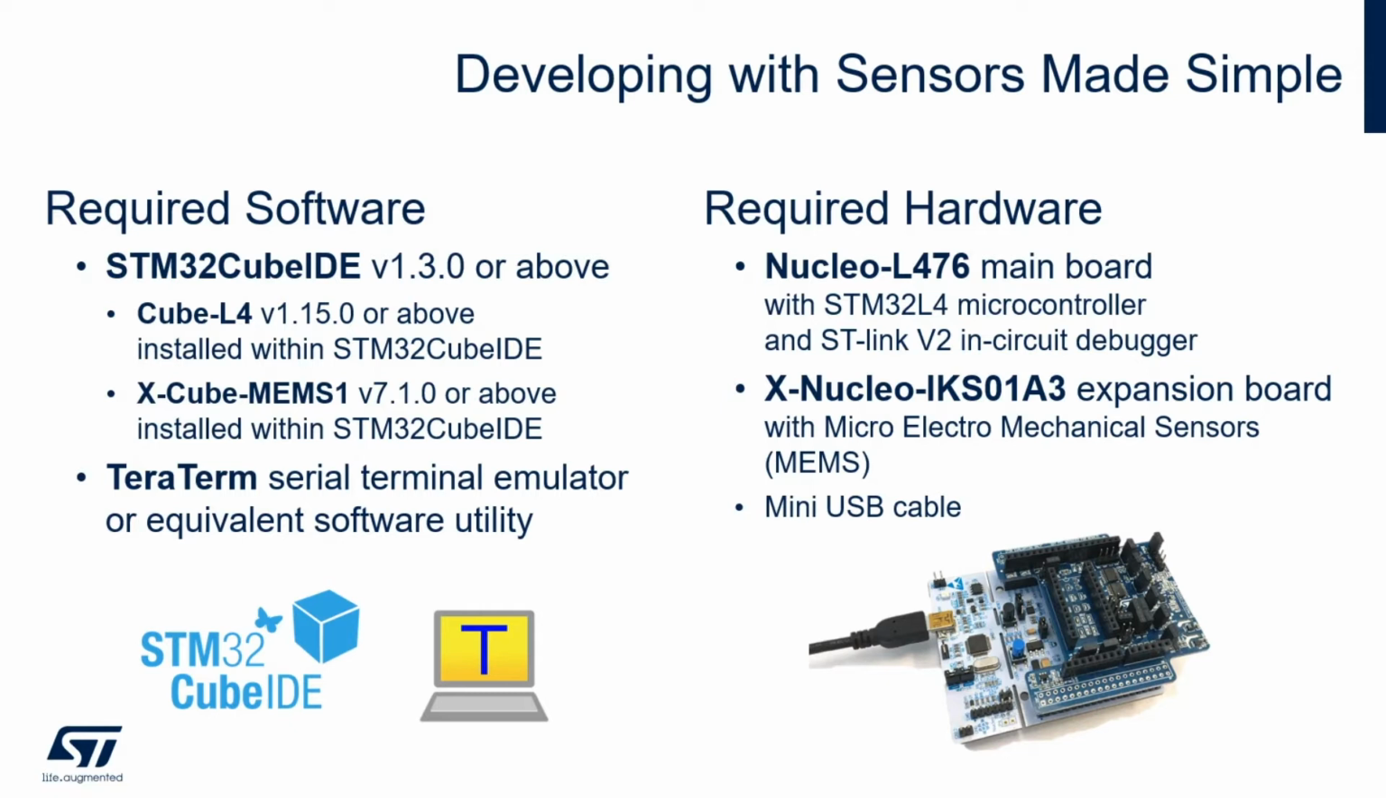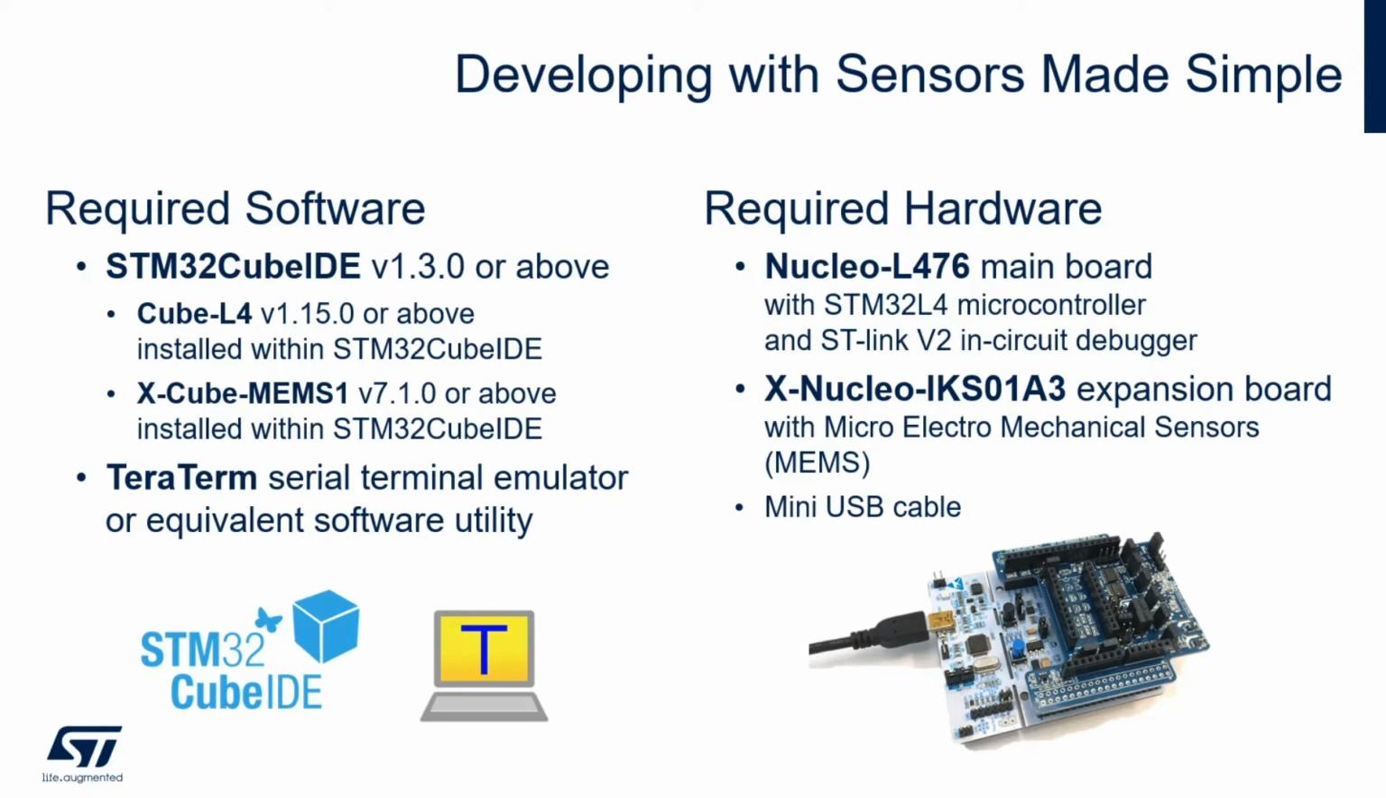Now let's review the hardware required for the hands-on labs. First, a Nucleo L476 board. This is the main board with the target STM32 microcontroller and the ST-Link in-circuit debugger. Second, a Nucleo IKS01A3 expansion board. This is the daughter board with microelectromechanical sensors, MEMS. The expansion board will be plugged on top of the main board.